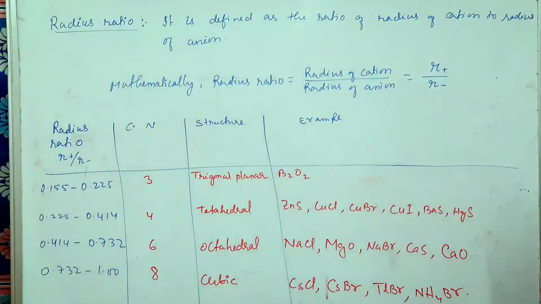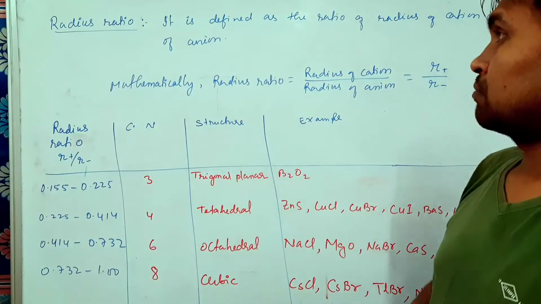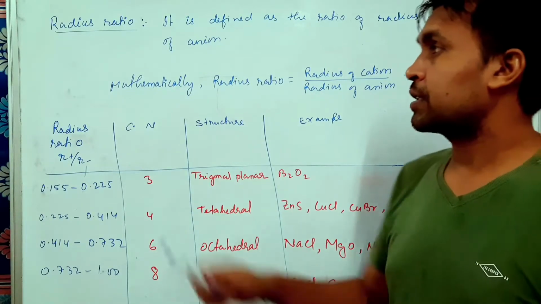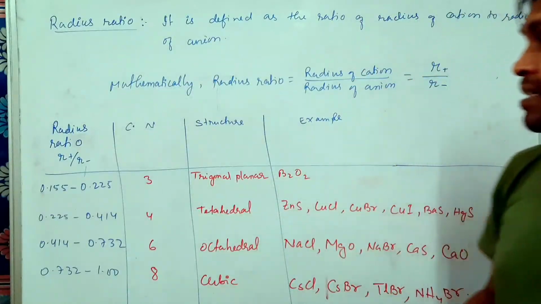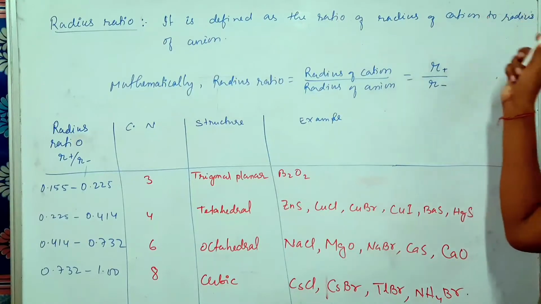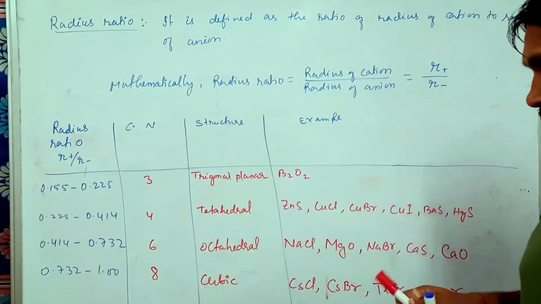So today we are back with chemistry chapter 1 revisions, class 12. The first topic we are going to discuss today is the radius ratio. So what is the radius ratio? It is defined as the ratio of the radius of cation to the radius of anion. So mathematically we can express it in this way.